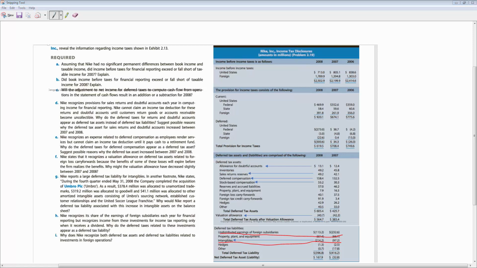So question I, why does Nike recognize both related to the investment in the foreign operations? Actually, we know Nike not only has one subsidiary, it has lots of subsidiaries all over the world, like in Thailand, India, China. Some subsidiaries probably make profits, but others make losses. So they have different effects and different directions. Some contribute to the deferred tax assets, while others contribute to deferred tax liabilities.